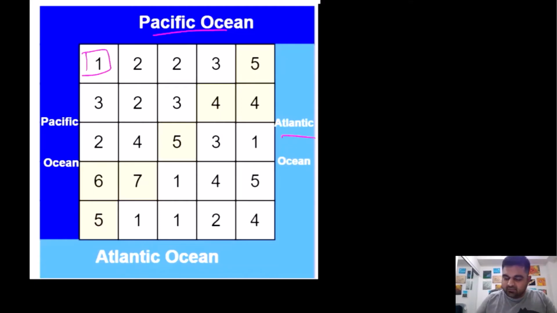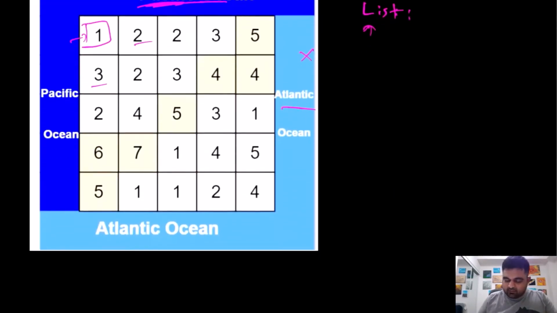If it can reach, we will just maintain a list of some sort that will take care of all the cells that we are able to reach to both the oceans, and we would keep on adding them in this list. So first we'll start with this first element. We know that it can reach to Pacific Ocean, but it won't be able to reach Atlantic Ocean because height over on both these cases are greater. So we wouldn't include this. We would go to next one.